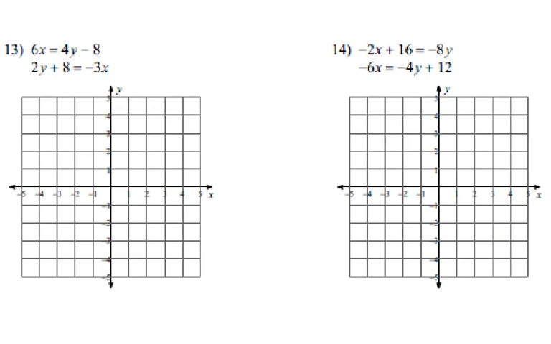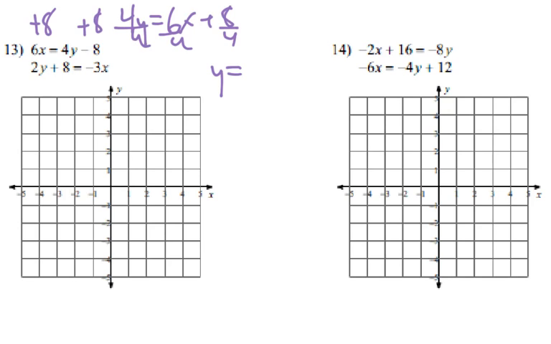Alright, 2 more. The last 2. A lot of examples here, right? So, first one, add 8 to both sides. We get 4y equals 6x plus 8. Divide by 4. We get y equals 3/2 x when we reduce, plus 2. So up to positive 2, up 3, to the right 2, or down to the left 2, down 3. There's my first one.